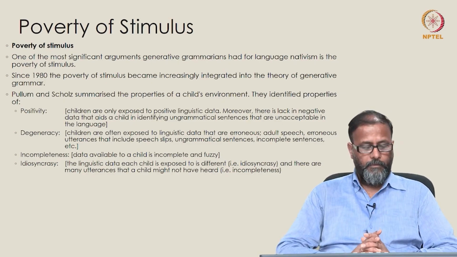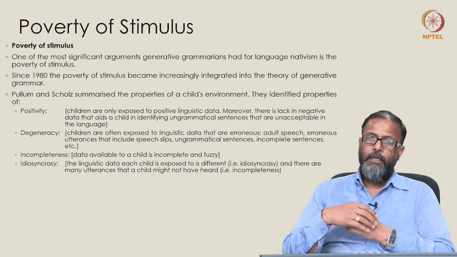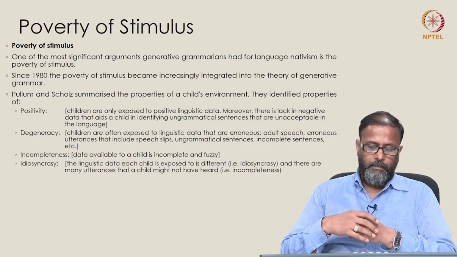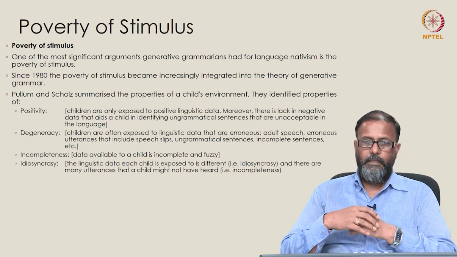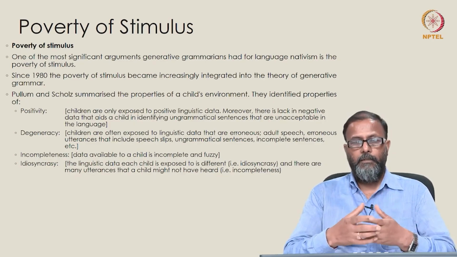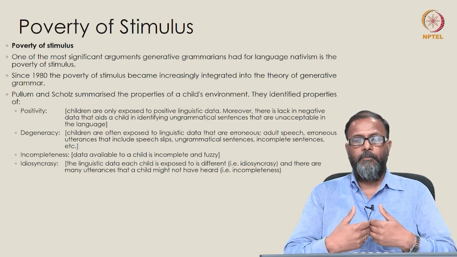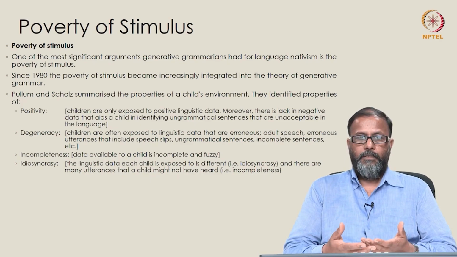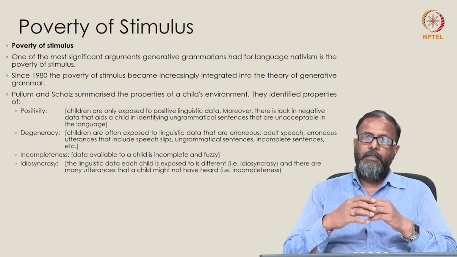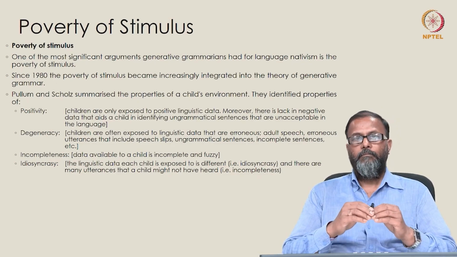Then the second characteristic they are talking about is degeneracy. And what does it mean? They say children are often exposed to linguistic data that are erroneous. Adult speech includes erroneous utterances, slips of the tongue, sometimes ungrammatical sentences, sometimes incomplete sentences, and lots of assumptions and gaps in our discussion. When I say gaps of information, because the knowledge is shared between speaker and listener, the information is not uttered all the time. Don't repeat it. You presume your background knowledge of the fact. So it is very degenerate data that children are exposed to. But degeneracy doesn't stop a child from learning the language perfectly fine.